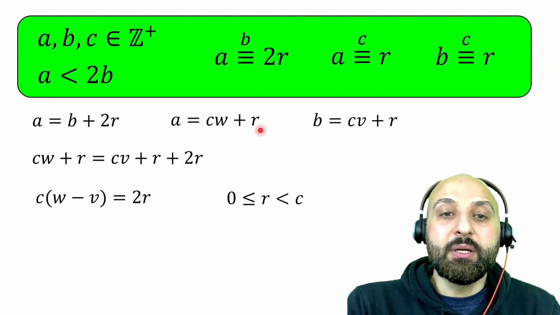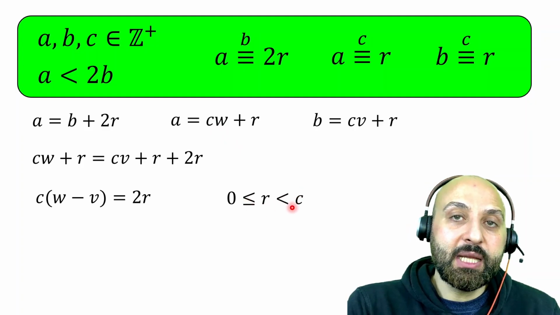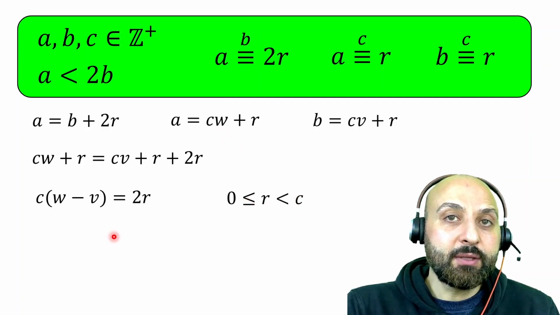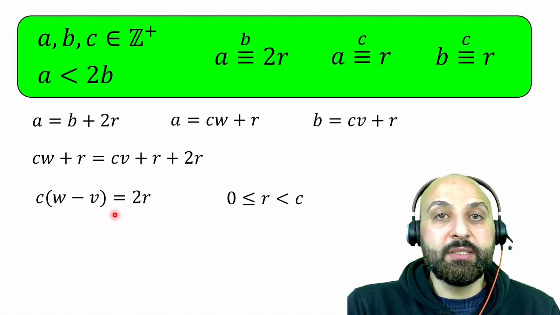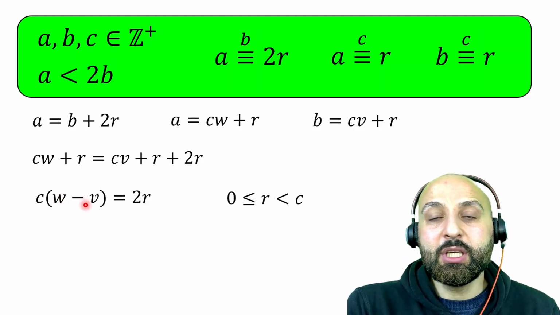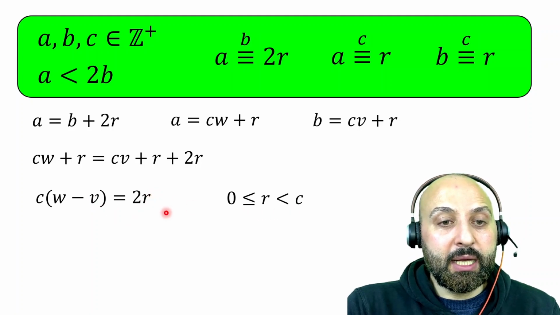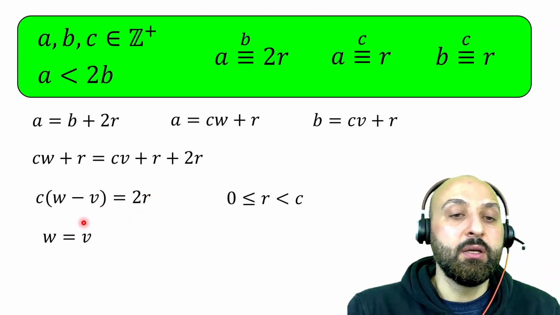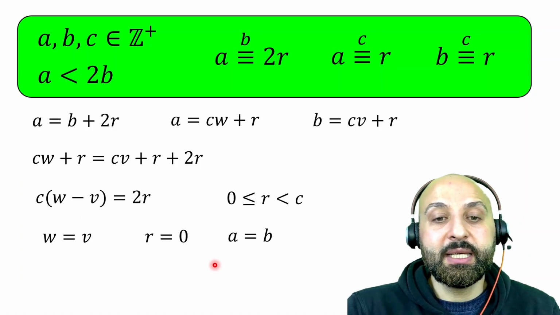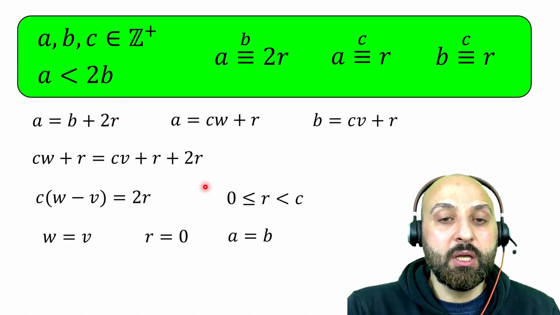But from this division, we know that r has to be less than c. Because we know that r is less than c, therefore we have only limited options for this equation. For example, w can be equal to v. In that case, r becomes 0 and everything works properly. So if w is equal to v, yeah, r becomes 0. In this case, a becomes equal to b because this is 0, a is equal to b.